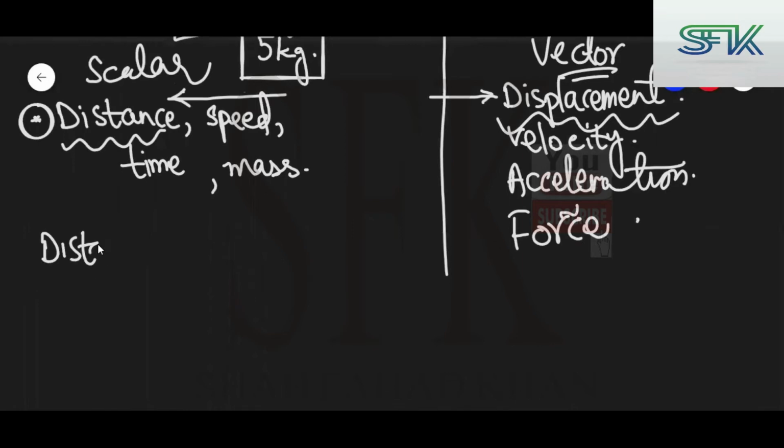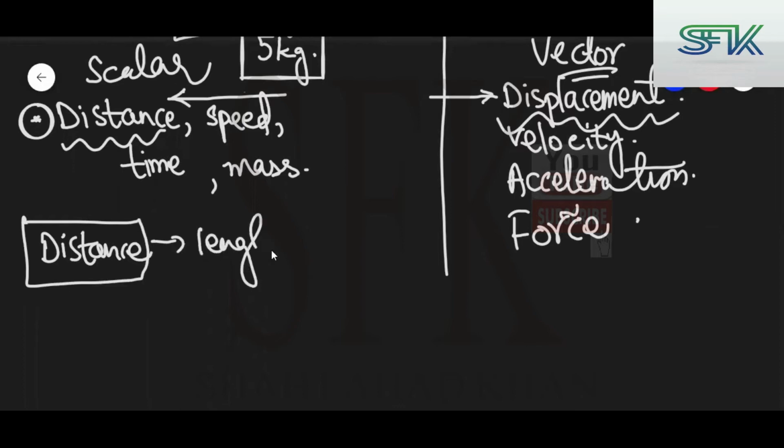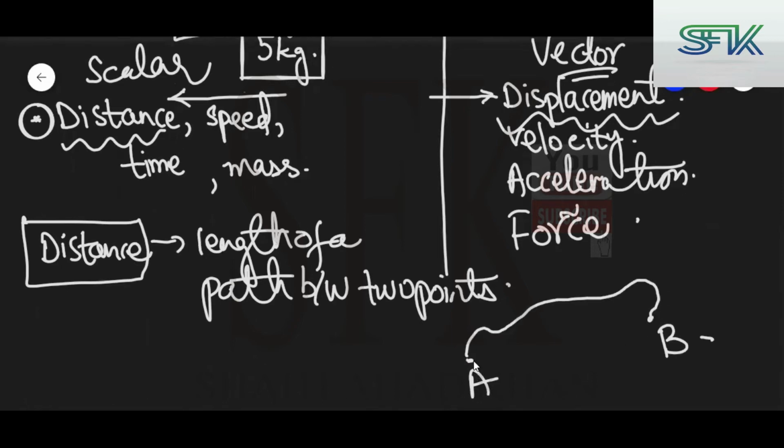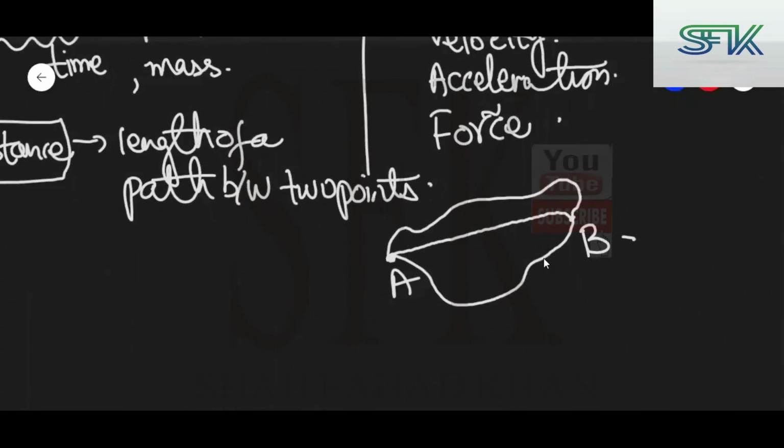Distance is the length of a path that is covered between two points. For example, take these two points, let's assume this to be point A and this to be point B. The lengths can be different. You can travel over this path, or over this path, or any path from A to B. If you measure the length of that path, that length is considered the distance.